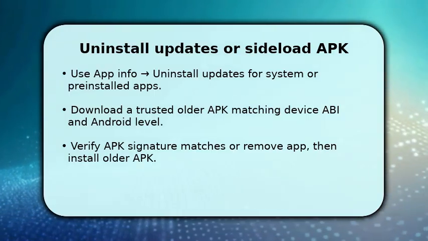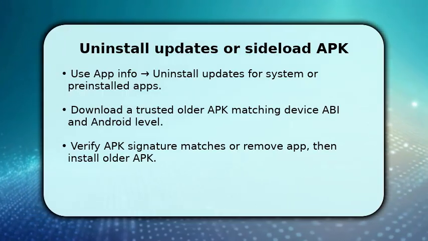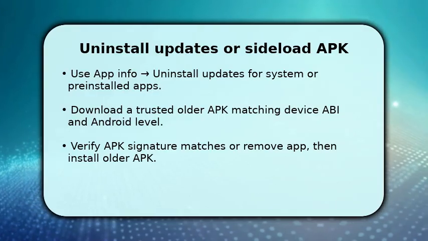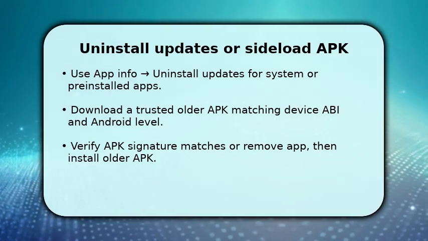When sideloading, pick a release that matches your device ABI and Android level. Check the APK signature if possible. Once you start the install, allow permissions prompts and follow on-screen confirmations.